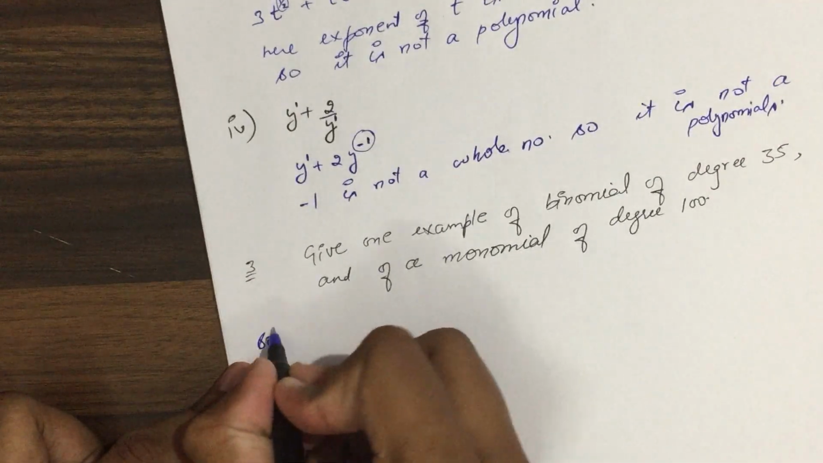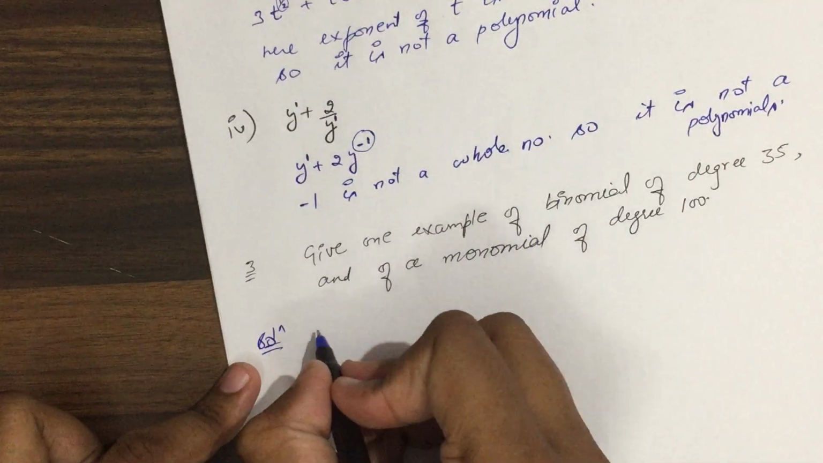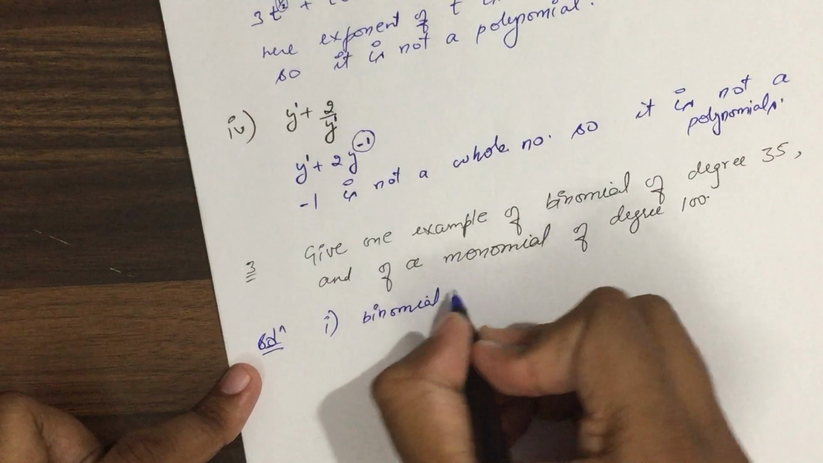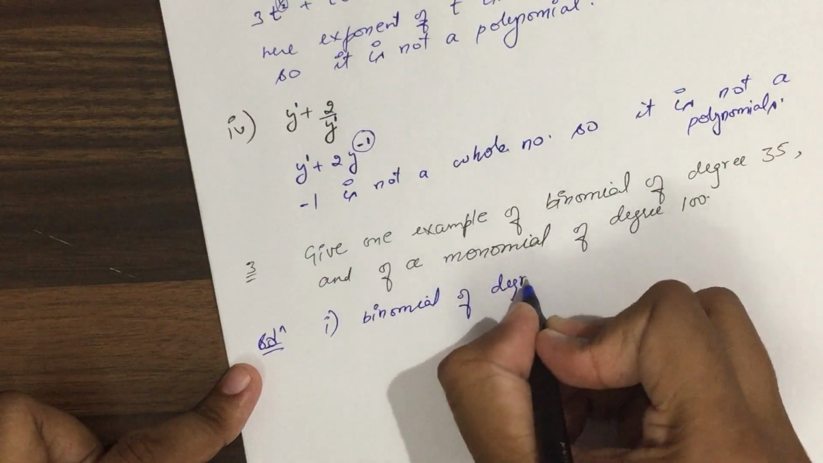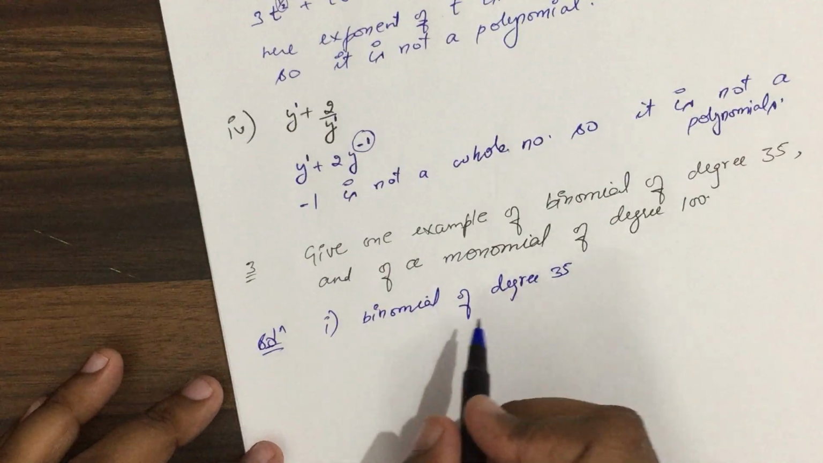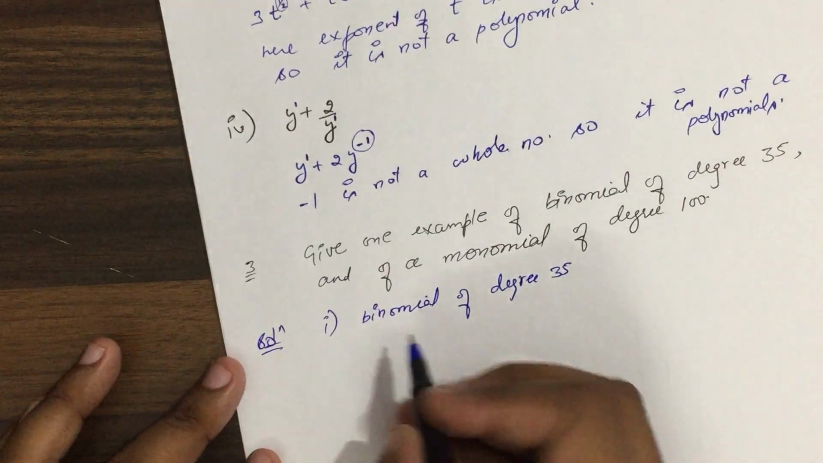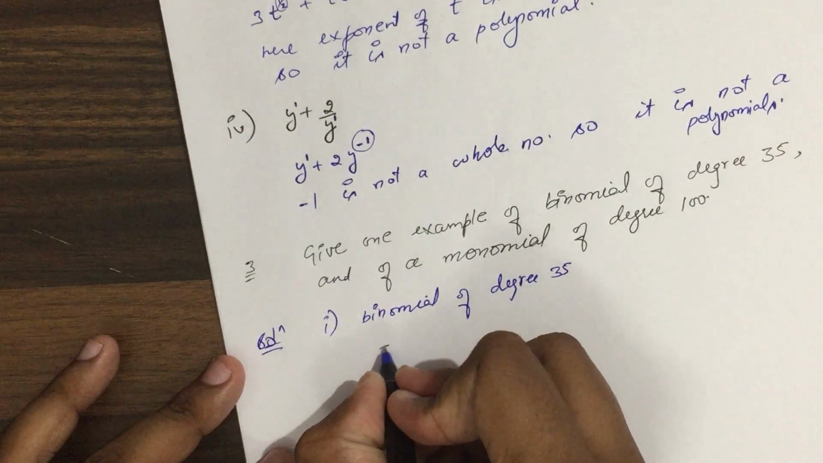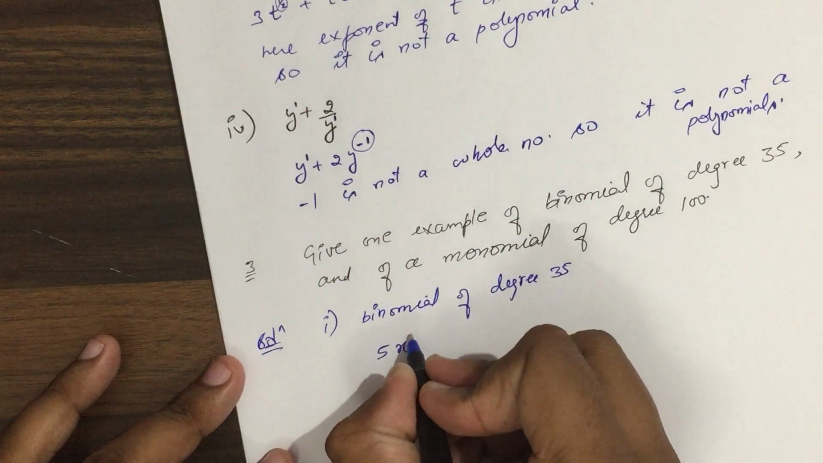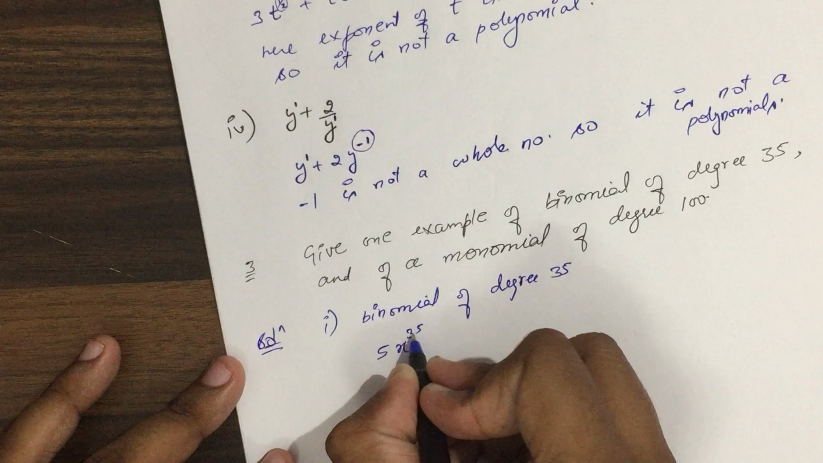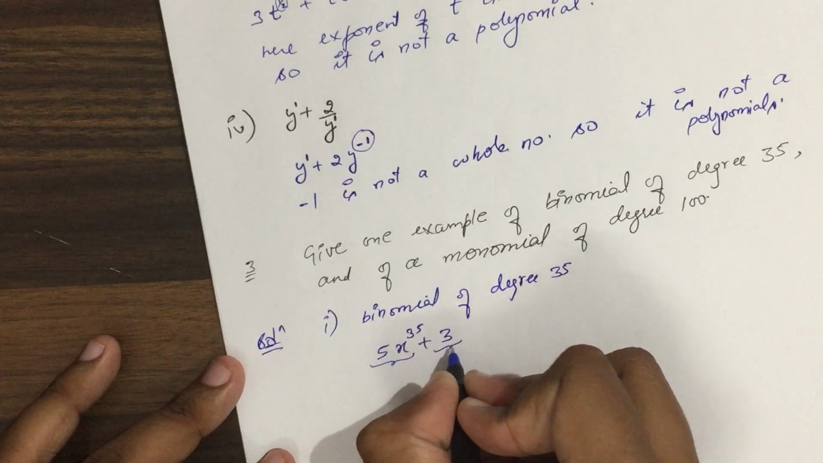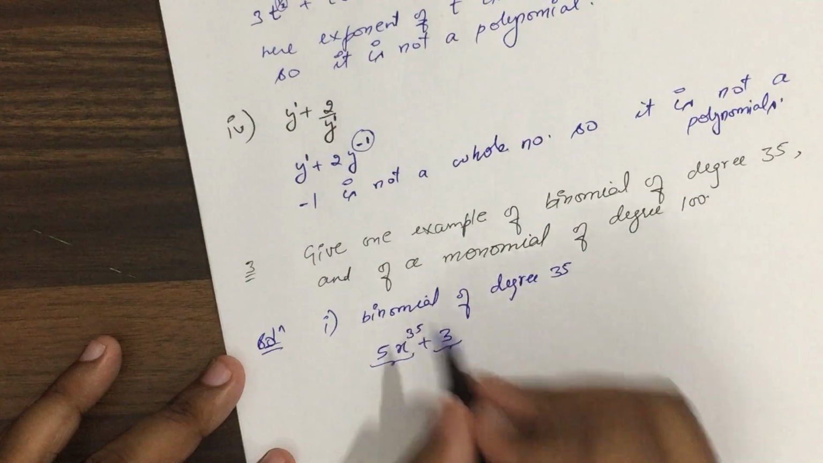Okay, first of all write a binomial of degree 35. Binomial means how many terms should be there? 2 terms. Okay, degree is 35. So write it. There are so many, numerous examples. You can write this with power 35, meaning degree 35, and here are 2 terms, 1 term and 2 terms, that's why it is a binomial of degree 35.